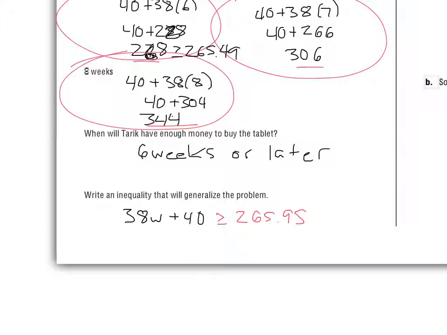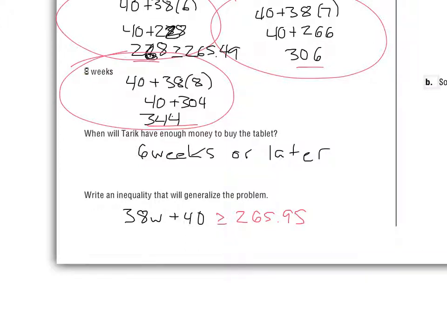If he has exactly that amount of money, then he'll be good to go. If he has less than that amount of money, that's not going to be good. If he has greater than that amount of money, then he'll be good. So we're thinking to ourselves once again, when will this value, which is the amount of money that he has, be greater than or equal to the amount of money that he needs?